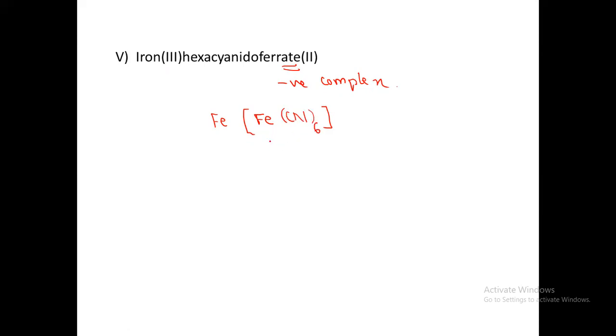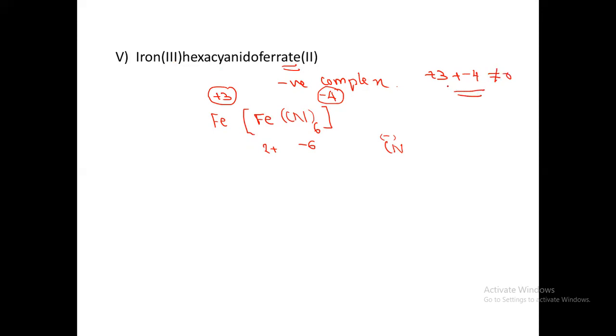Now find the charge of the complex. Okay, Fe inside is 2 plus. What is the charge of CN? It's -1, right? So for cyanide, what is the total charge? -6. What is the total charge of the complex? The total charge of the complex is -4. So what is the charge of the iron outside? +3. So if you add these two charges, it's not neutral, right? +3 plus -4 is not 0.